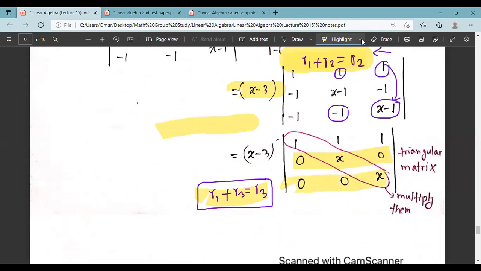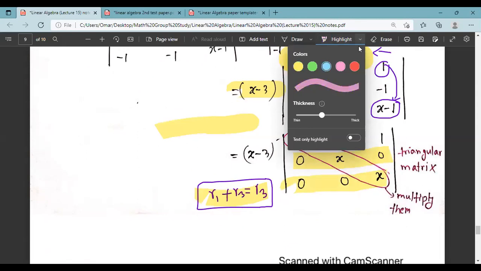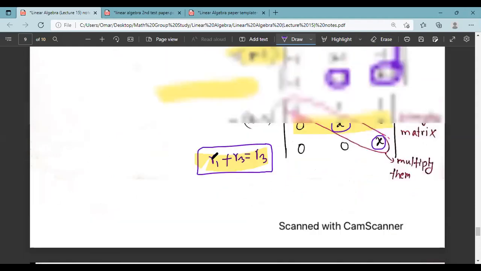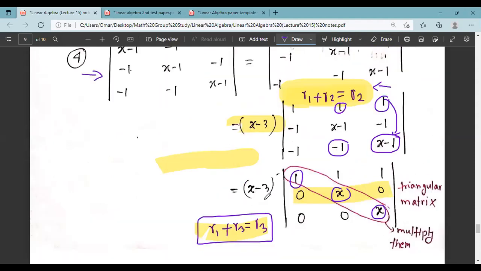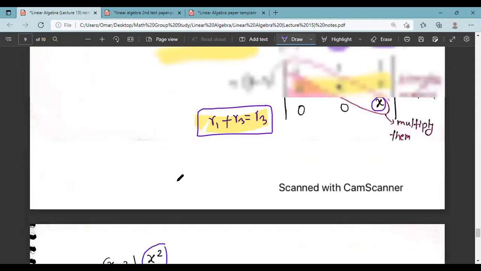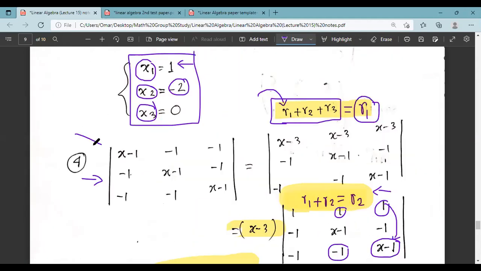And then you can see you have a nice lower triangular matrix, right? So this is our lower triangle, and the result will be the multiplication of the main diagonal. So on multiply x, it will be x squared. So we can say here x squared, and then on the right side we had x minus 3, right? So x minus 3 into x squared. This is the determinant of our matrix.